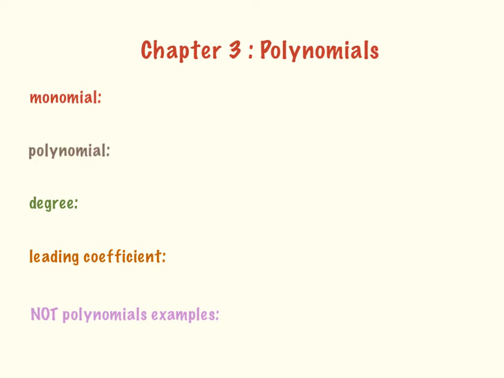Hey guys, so here we go, starting chapter 3. It's about polynomials. So let's just talk about some of the terms that we already know. We already know that monomial means one term. Mono means one. So -9 is a monomial.